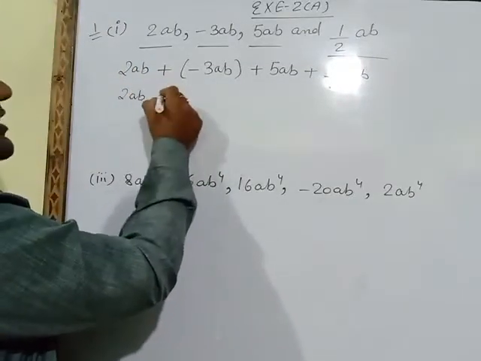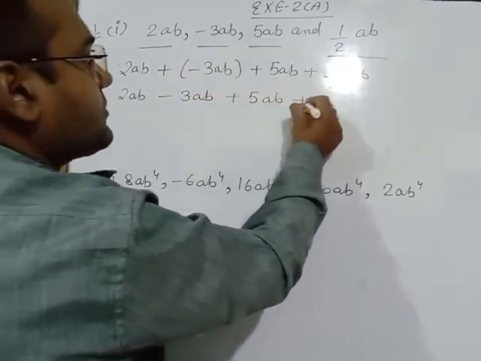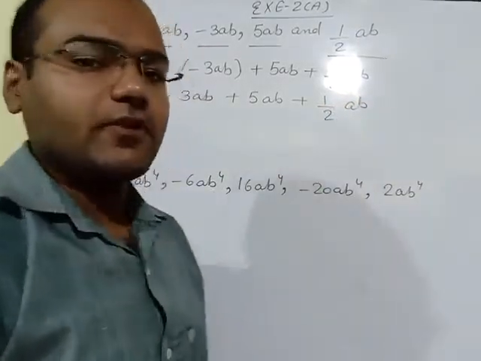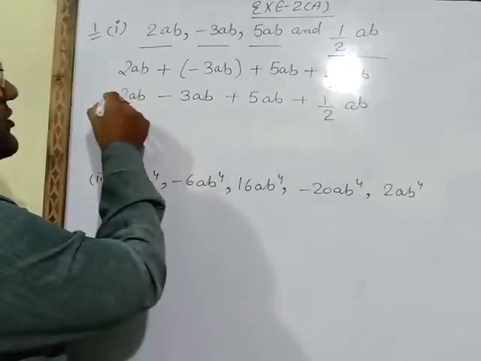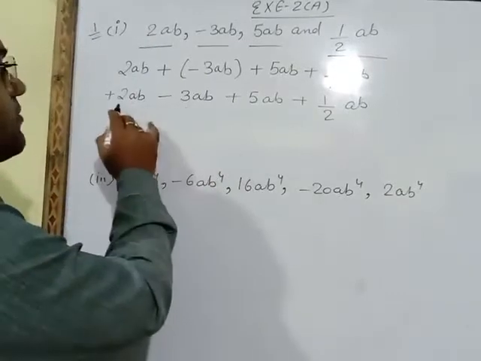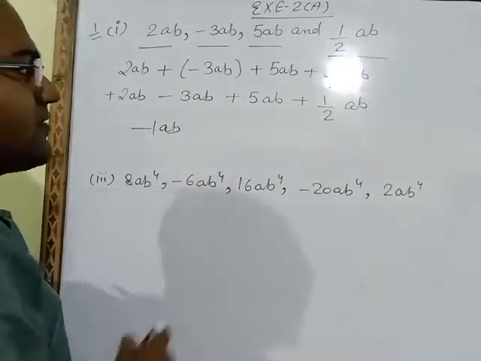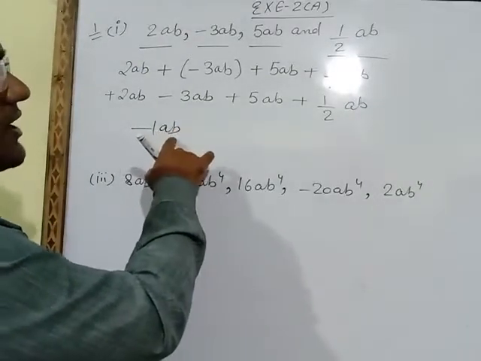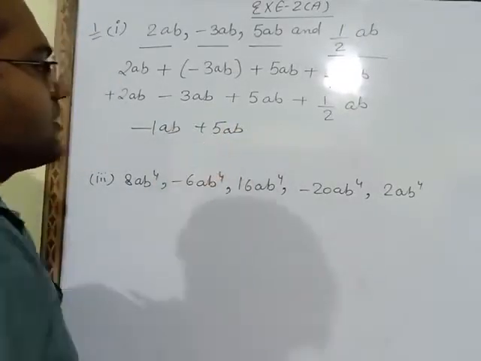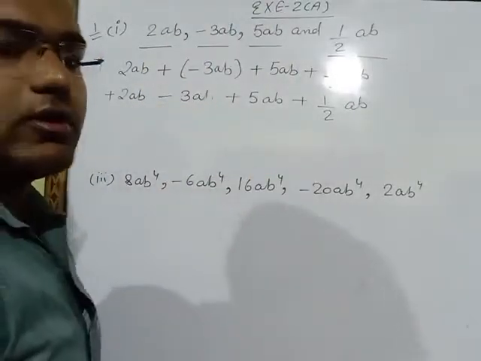2ab plus and minus will become minus 3ab plus 5ab plus 1 upon 2ab. Now the next step: all these are like terms. So first of all we will solve these two. Plus 2 and minus 3, the answer will be minus 1ab. And if you add this minus 1ab to 5ab, then on solving these two we will get plus 4ab. So here we will write plus 4ab.